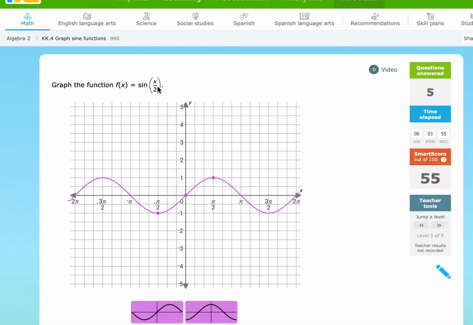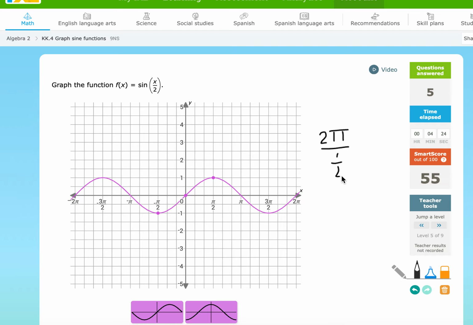But because I'm dividing my x by 2, I need to find my period. So my period is going to change. And how do you do that? There is a formula. You write your 2 pi, because that's the period of a regular cycle, and you divide by the number that's multiplying the x. So this is 1/2 of x. So you divide by 1/2.